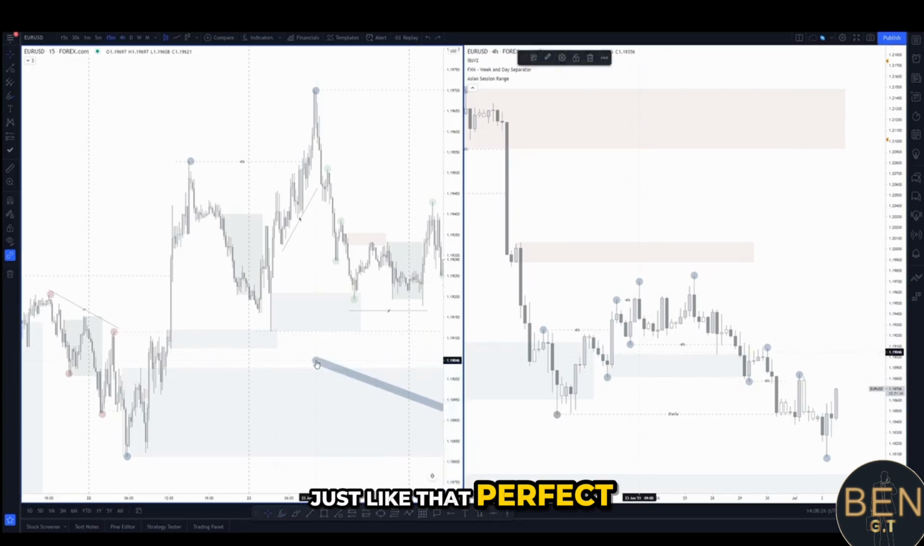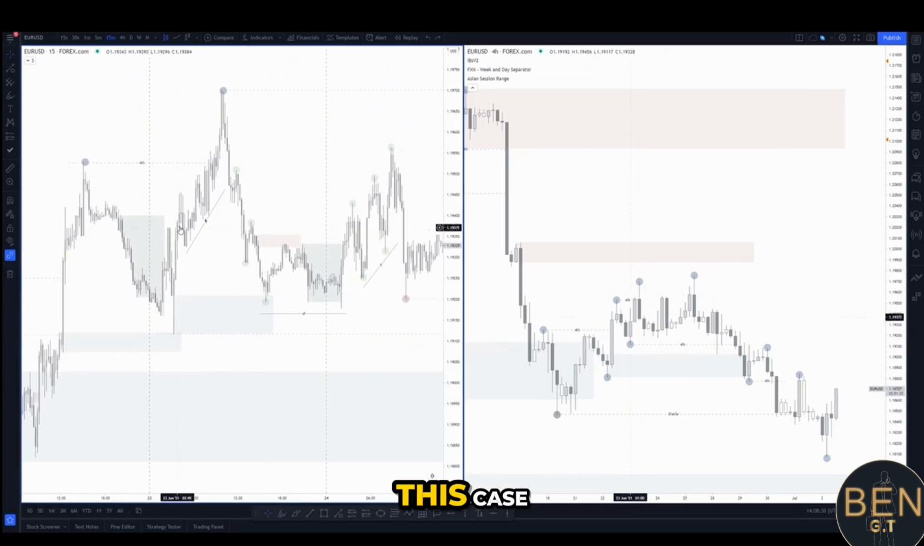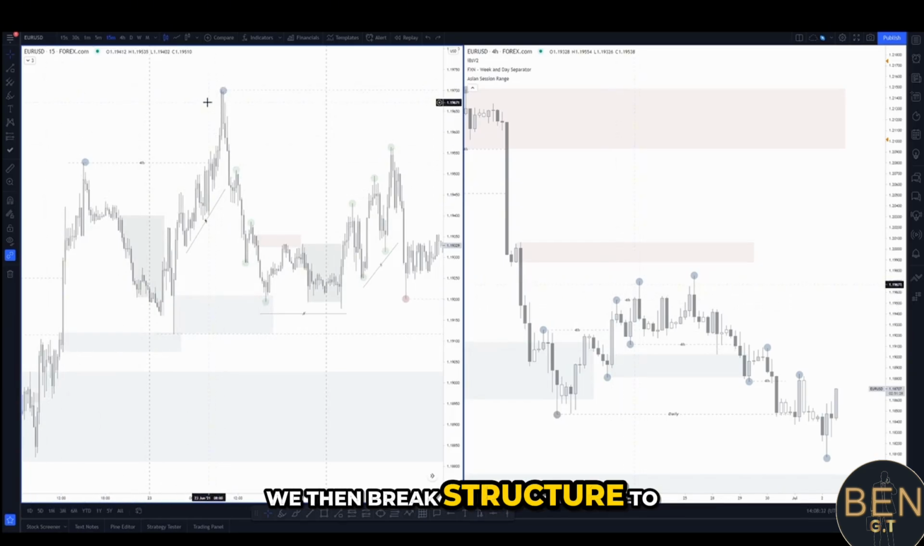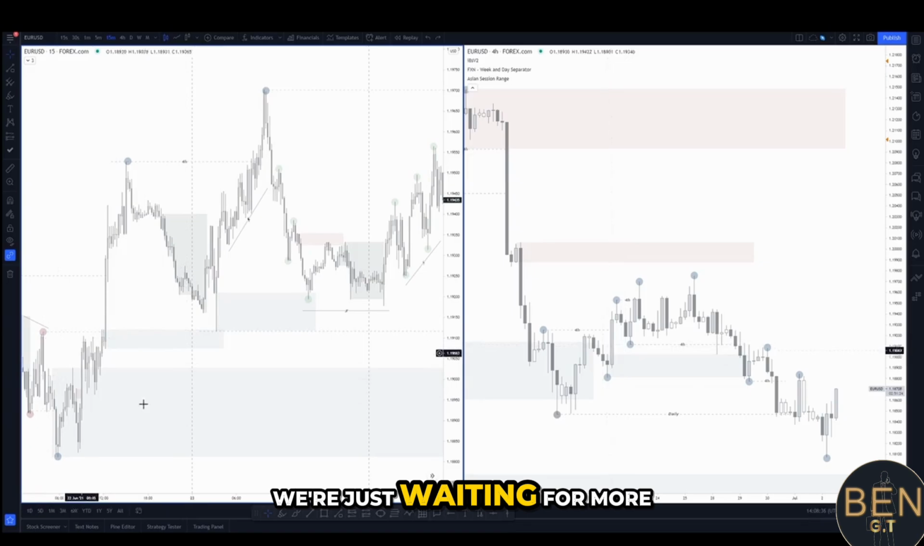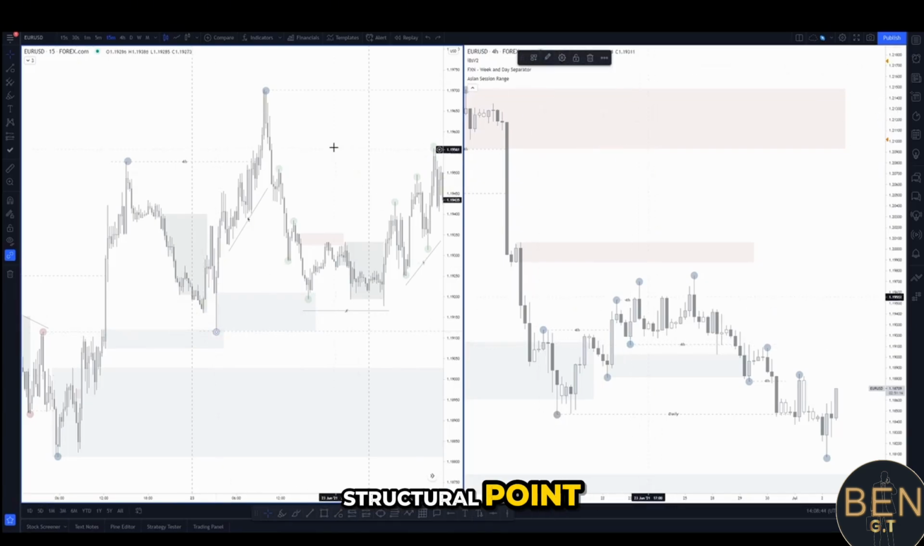Just like that. What we can see in this case, we then break structure to the upside. And what we're doing now is we're just waiting for more confirmation as to what's actually going to happen. Got that. That's our structural point.